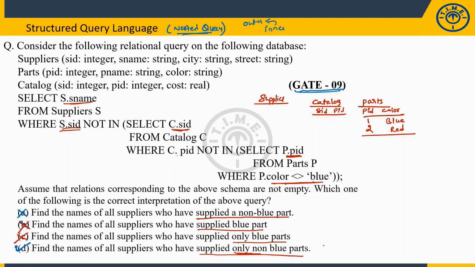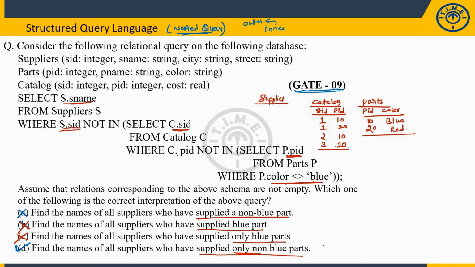Because the query is about blue, non-blue and all, supplier ID, okay, it is 10 and 20. Supplier ID 1 is supplying blue part and non-blue part. Supplier ID 2 is supplying only blue. Supplier ID 3 is supplying only red part, means non-blue.